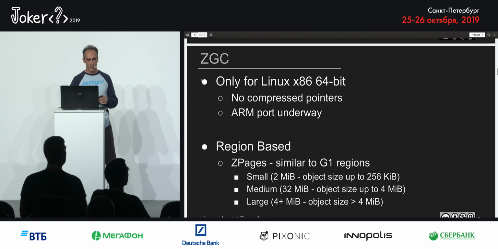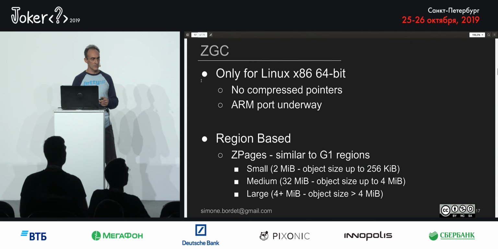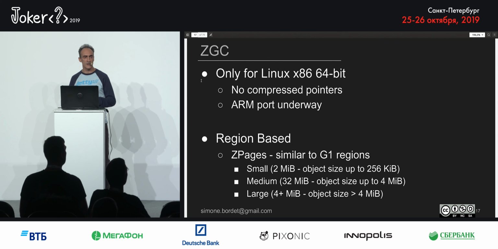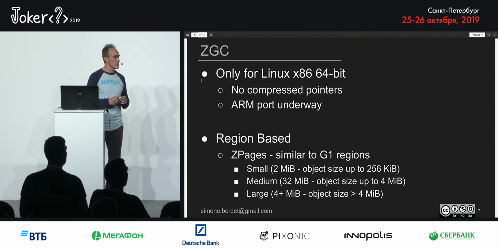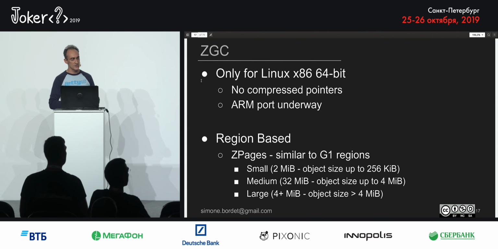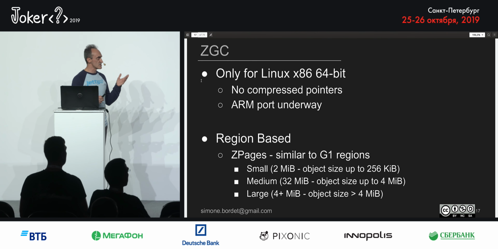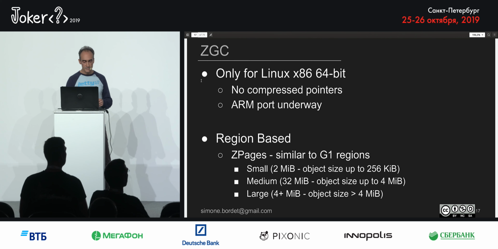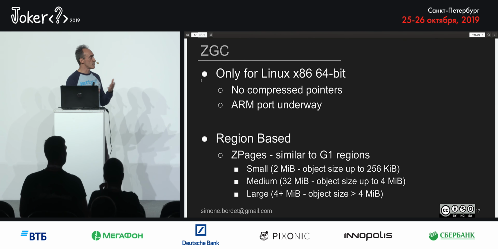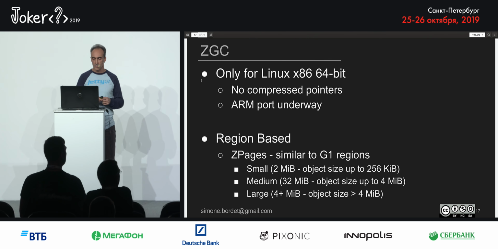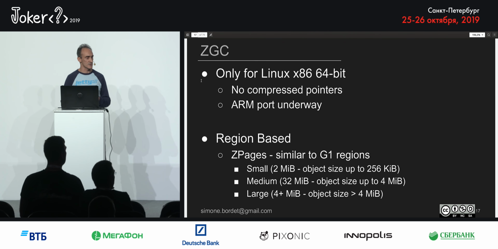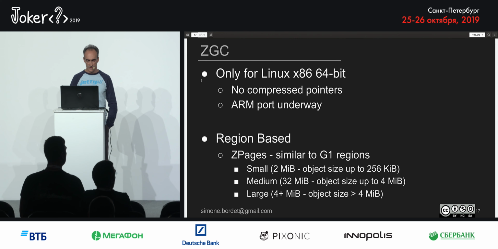ZGC is based on what are called regions as well. Pretty much anyone here is familiar with regions. G1 uses regions. ZGC also uses regions. They're slightly different from G1. They're called Z pages, and they come in 3 sizes. But typically they can be assimilated to normal regions as you're familiar with from G1.